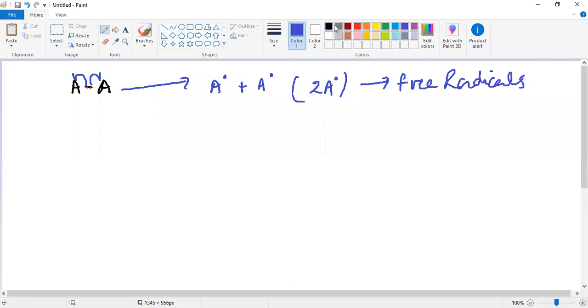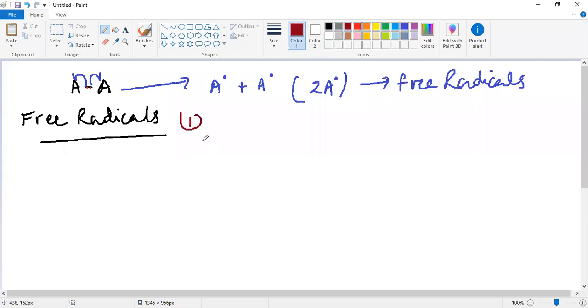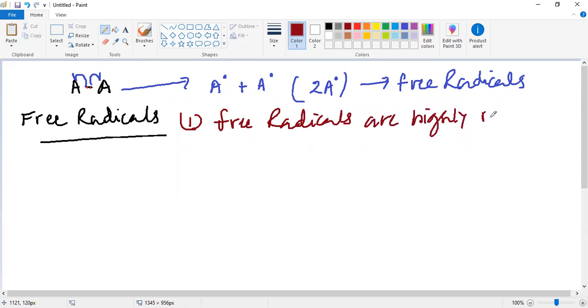So now let us study about the free radicals, my dear students. The first thing I would like to share about free radicals is that free radicals are highly reactive species.